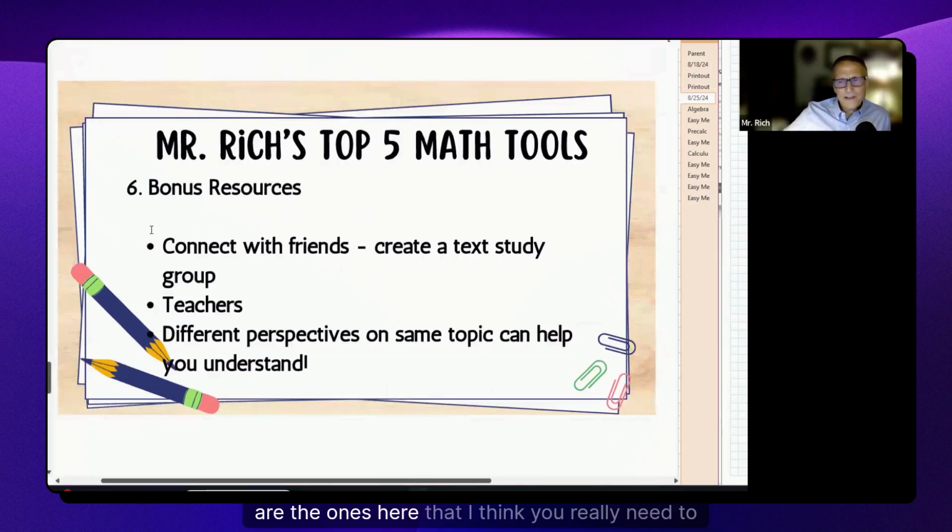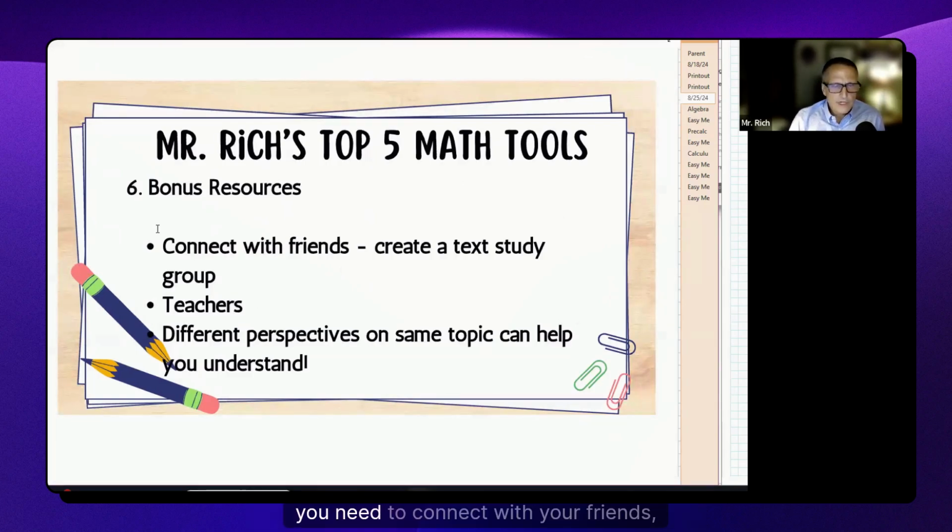All right, some bonus resources beyond that. These are the ones that I think you really need to consider. If you're in a math class and things are pretty tough, or you're expecting things to be tough, you need to connect with your friends. Maybe create a text study group so that if you're working on homework or getting ready for a test, you can communicate with other people who might be able to help you. That is so important. If I was a high school math student going into a class, I'd want to find the top 5 smartest people and be their friends, find out how I could connect with them through text if I needed some help, and see if I could make connections that way. So that's definitely a resource for you.